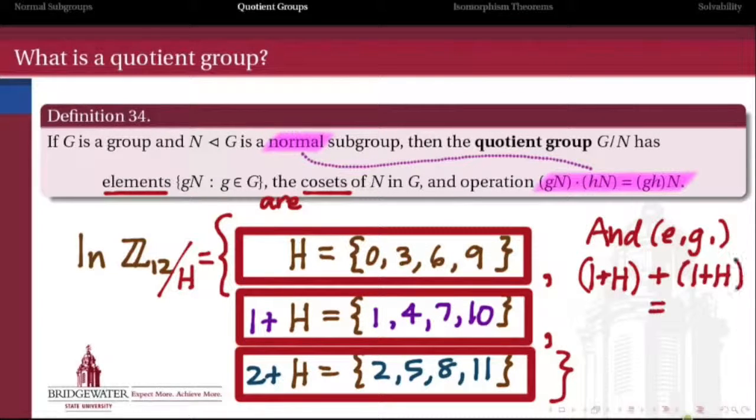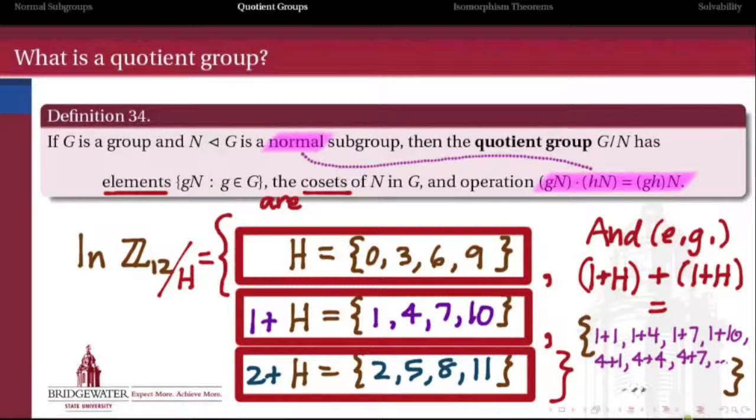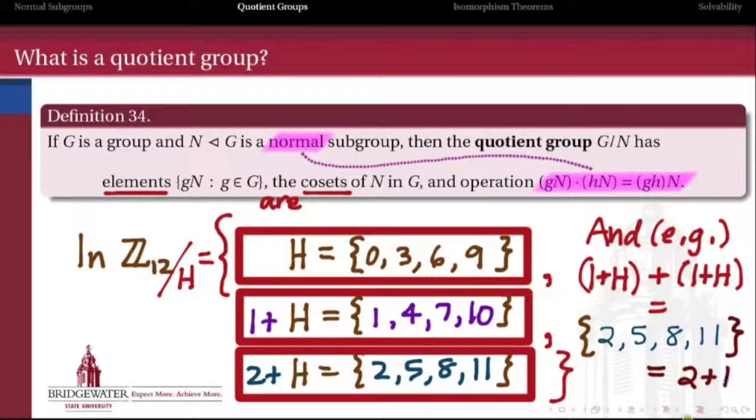If we want to do arithmetic with these cosets, let's just take a look at what we get when we add 1 plus H to itself. What does that mean? It means I'm going to take all of the elements in 1 plus H, namely 1, 4, 7, and 10, and add them to all of the other elements in 1 plus H. So what I get is a total of 16 different sums, 1 plus 1, 1 plus 4, all the way up to 10 plus 10. But modulo 12, you can check this, all of those sums take on just 4 different values, 2, 5, 8, and 11. And what is that but the coset 2 plus H? How could we have known that from the outset? Well, when you do arithmetic with cosets, you do it using the elements that represent those cosets. So 1 plus H added to 1 plus H had better be 2 plus H, because 1 added to 1 is 2.